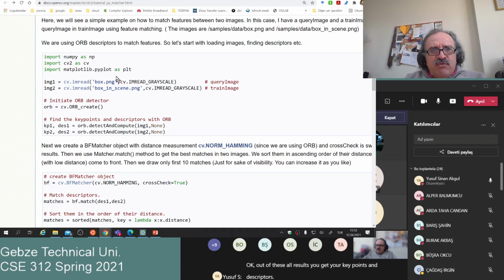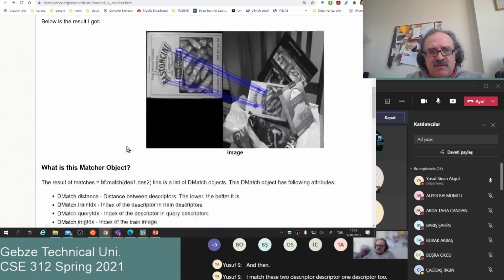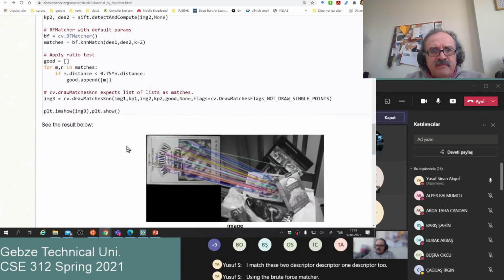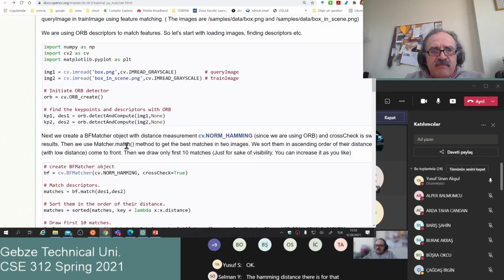Okay, I have two images, the box image and the box in a scene image, and I get the keypoints and the descriptors for both of them, and then I match these two, descriptor 1, descriptor 2, using the brute force matcher. Okay. The Hamming distance there is for the descriptor vectors, right? Yeah. How to compare those two?